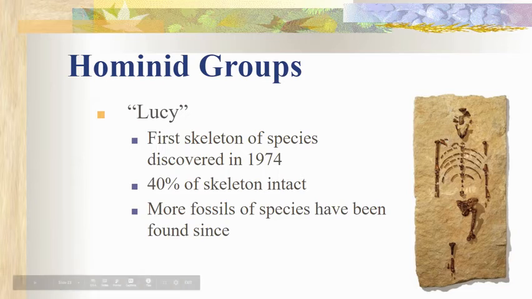Sometimes Australopithecus is referred to as Lucy, and that's because Lucy was the name given to the first skeleton of the species that was discovered in 1974. This original fossil was about 40% intact of the skeleton, and since then, more fossils of the species Australopithecus have been found.